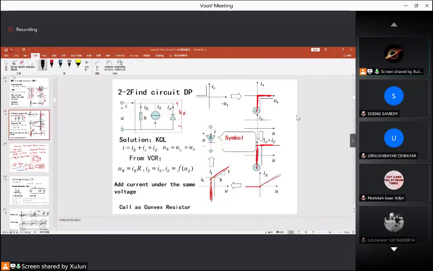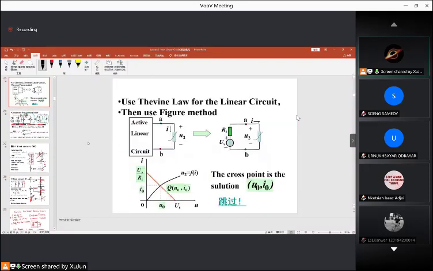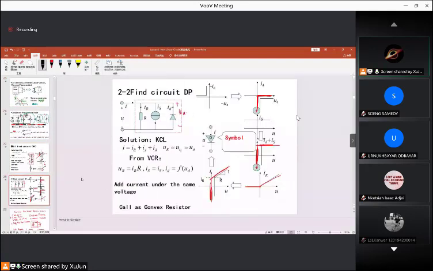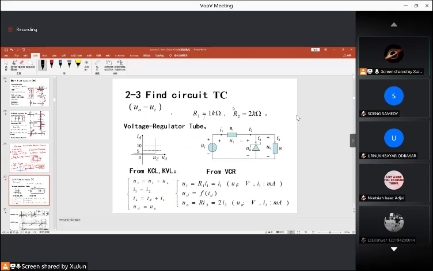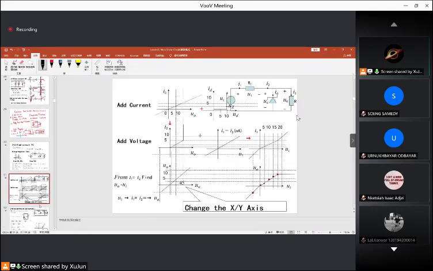We have introduced the resistive nonlinear circuit. We have introduced the nonlinear resistor circuit. The Kirchhoff function is still linear. The VCR function is nonlinear, and we have discussed that if the circuit contains only one nonlinear resistor, we can treat the linear part as a Thevenin circuit. And we have also discussed the driving point figure. For the transfer figure, we don't care about it.